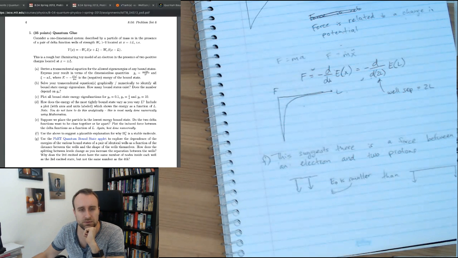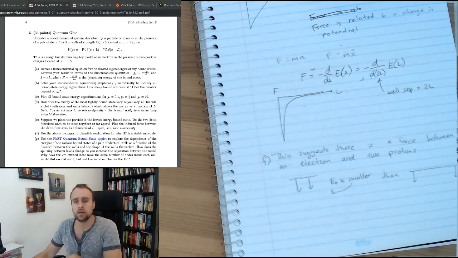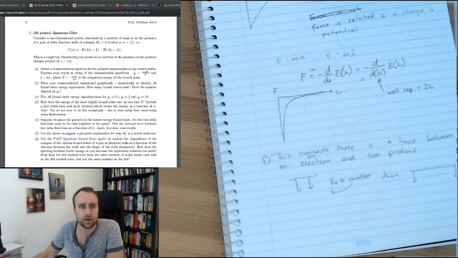This E1 is supposed to be E0, so the first excited state would be this one and this one, but they don't have the same amount of nodes. I don't understand. You know what? I'm going to just switch off this right now and go back to seeing what they recommend.